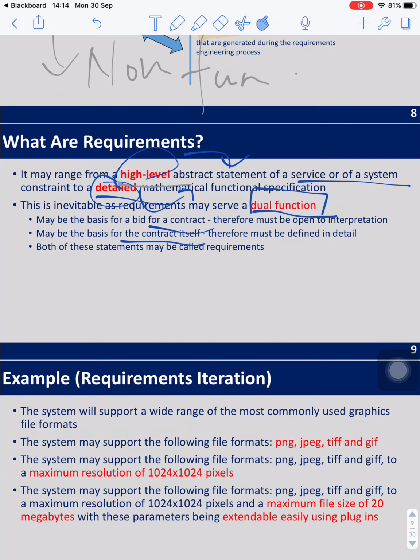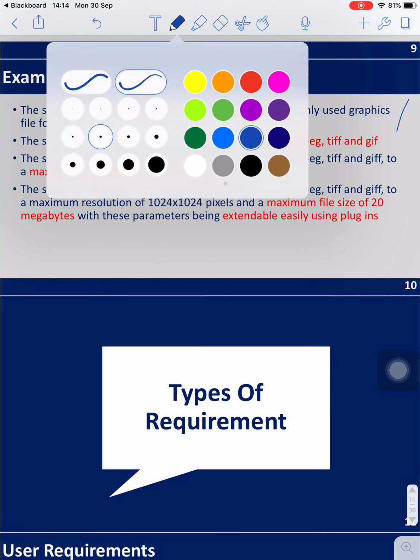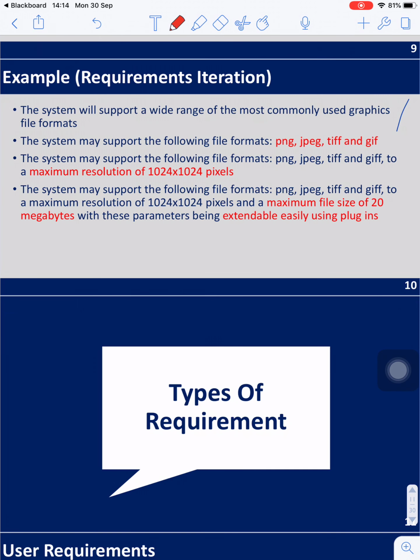That's very interesting. Then we are going to talk about examples of requirement iteration. For example, in the first iteration, the system should support a range of commonly used graphics formats. In the second iteration, the system may support the following formats, maybe with the maximum resolution.